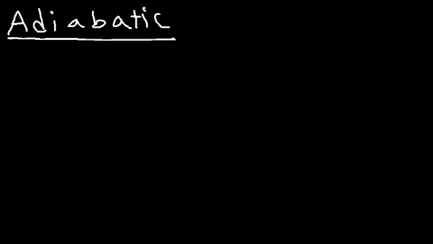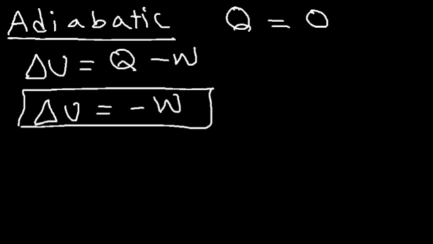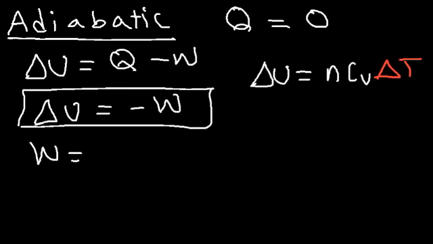In this process, the insulation is either very, very good, or the process happens so quickly that heat doesn't have enough time to enter into or out of the system. So for an adiabatic process, Q is approximately equal to 0. And if that's the case, that means that delta U is equal to negative W, since Q is 0. So we know we could find delta U using this equation, nCV delta T, for any process. That means that you can also find the work using the equation negative nCV delta T.